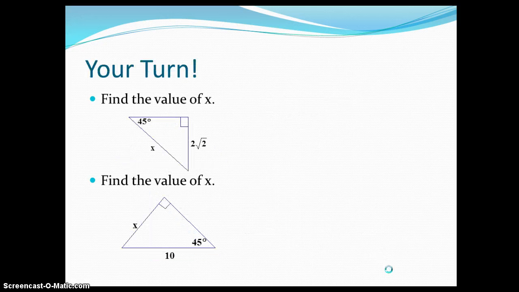I want you to give it a shot, so pause the video and try these two examples.